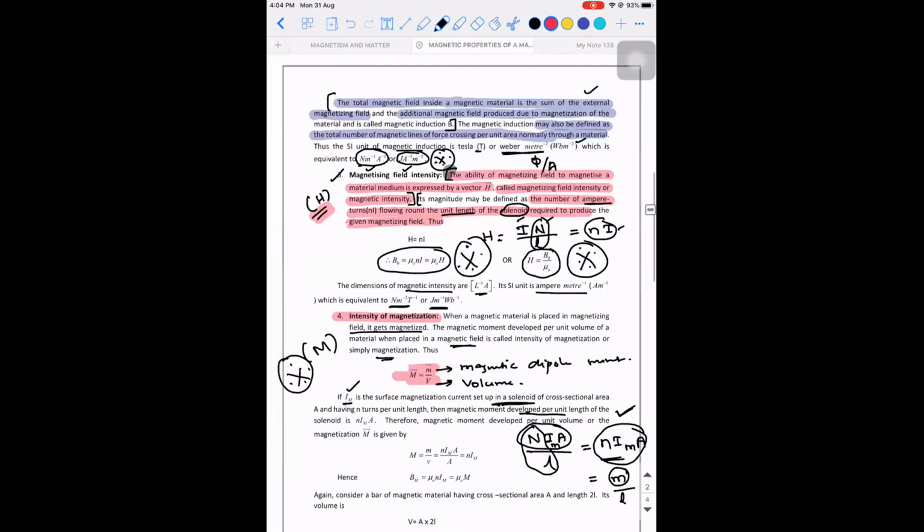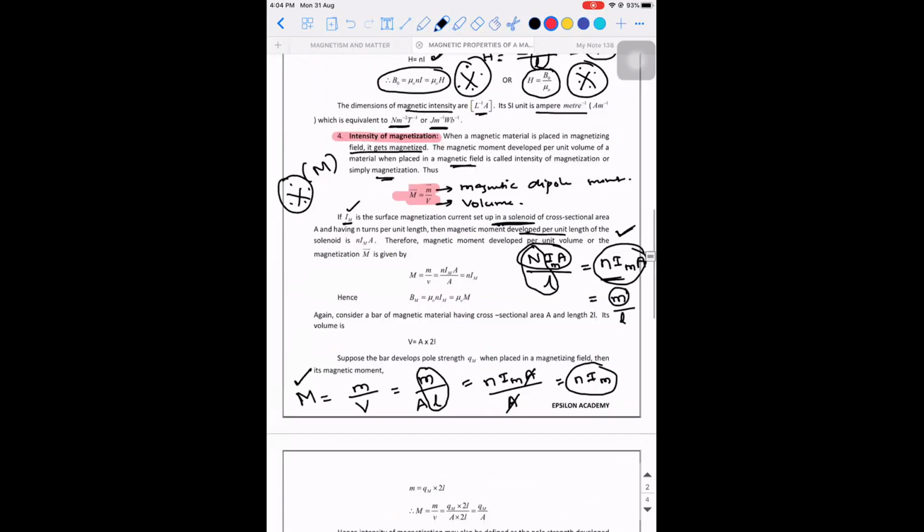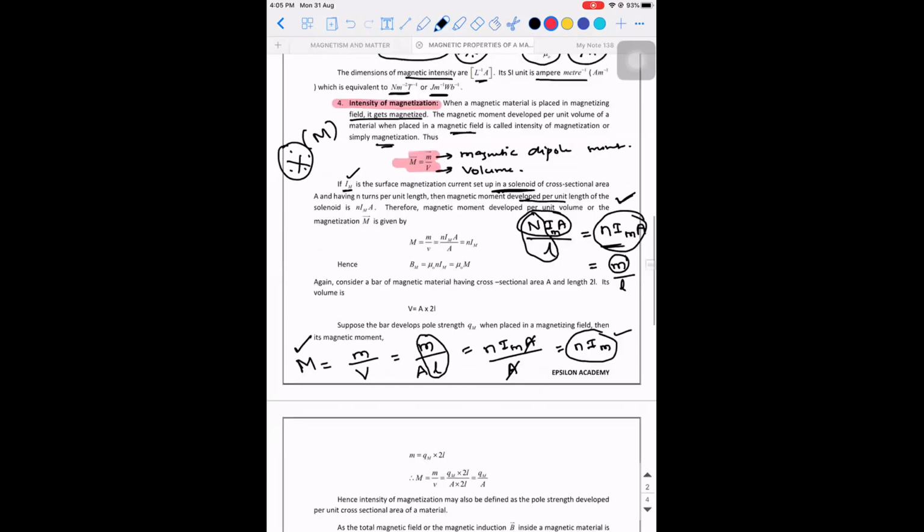This one. The magnetic field intensity is N into I. That I stands for what? I is the current which is flowing through the solenoid, whereas N into Im is the intensity of magnetization, where Im is the current which is flowing on the surface of it. Are you guys able to understand? So this I is the input current, this Im is the output current, because magnetization is the output. Magnetizing field intensity is the input. So are you guys clear with these two?